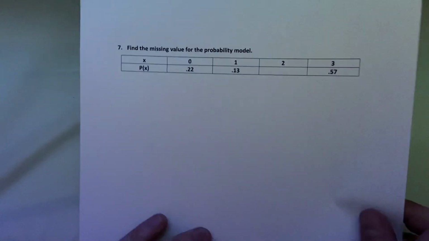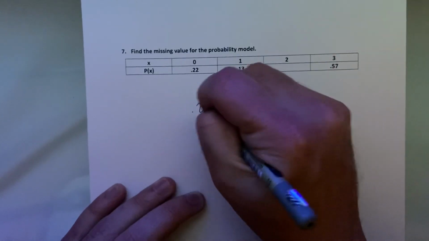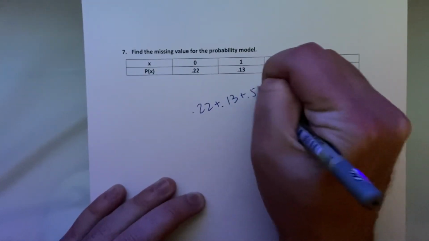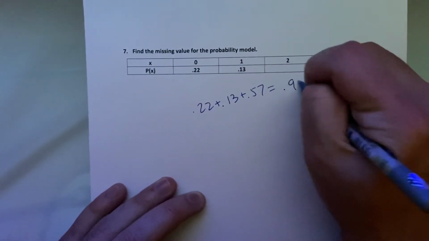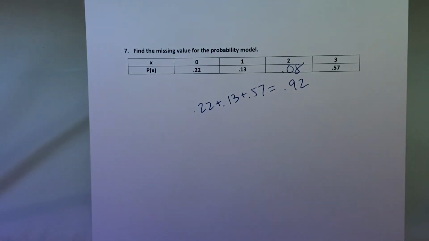Even if there's more than that, it works the same. 0.22, 0.13, 0.57, they add together to be 0.92. So the missing value is 0.08. And that is all for 9.1.